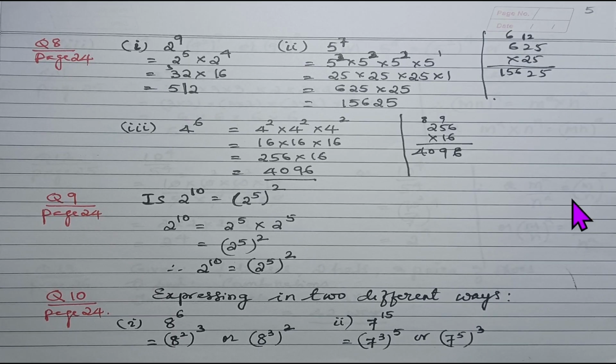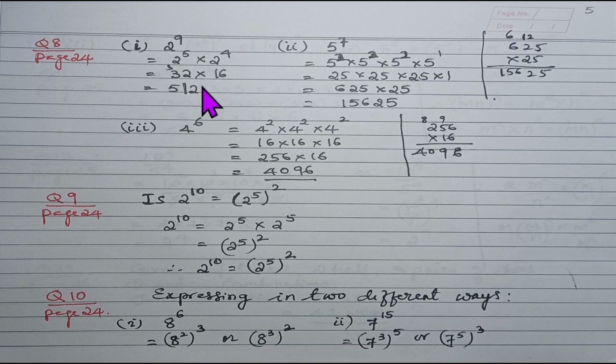Now coming to the next example, that is 2 raised to 9. We have to find the value of 2 raised to 9. The simple method is to express 2 raised to 9 as 2 raised to 5 into 2 raised to 4, because the power can be split: 5 plus 4 becomes 9 and the base is the same. Splitting it we get 2 raised to 5 into 2 raised to 4. 2 raised to 5 we know is 32, 2 raised to 4 is 16, and therefore the answer is 512.